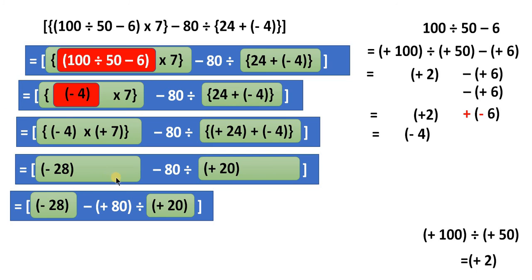So this is already simplified. So this we will have to do here. 24 positive plus 4 negative means 4 red balls. You are combining them, 4 red balls and 24 blue balls. So 20 blue balls will be there, means 20 positive.